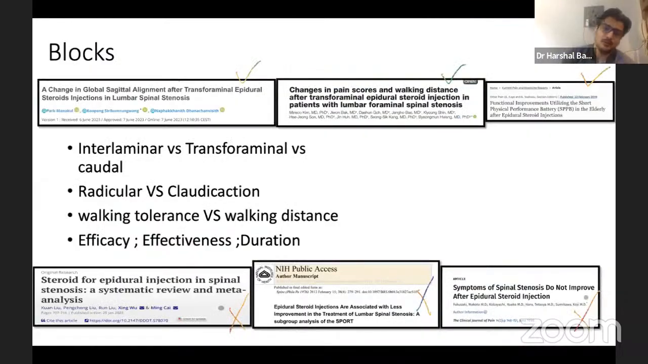When it comes to blocks, again, the literature is quite widely divided. Some say it works, some say it doesn't, but largely everybody says that walking tolerance may improve, but walking duration may not improve. As Priyank sir rightly mentioned earlier, the neuritic component might help, but the duration will not improve. The claudication time will remain the same. Yeah, and the duration of that effect will also be shorter.